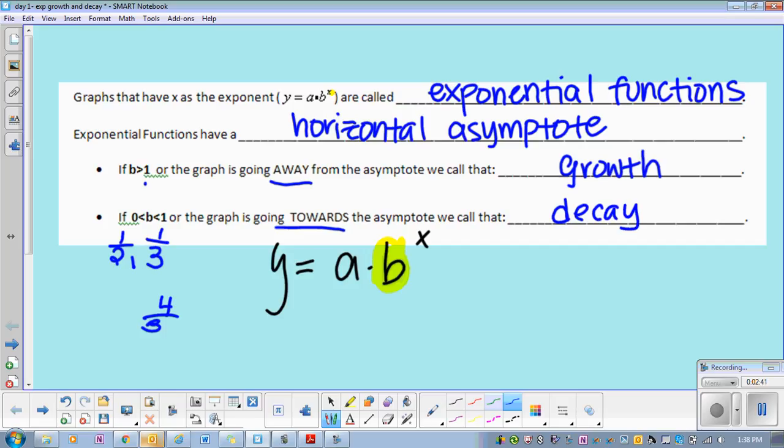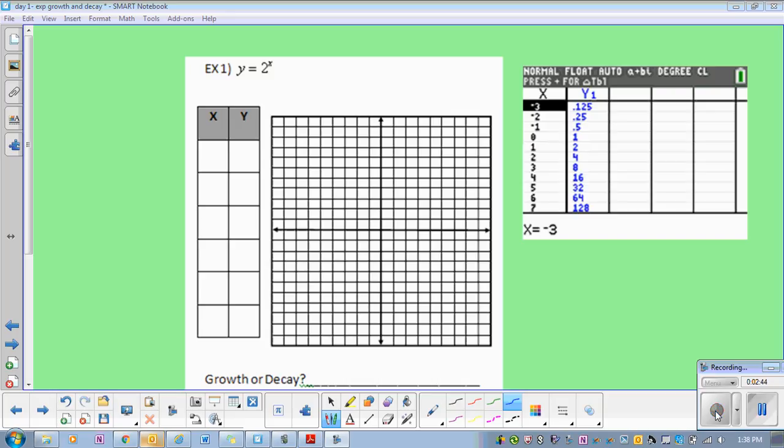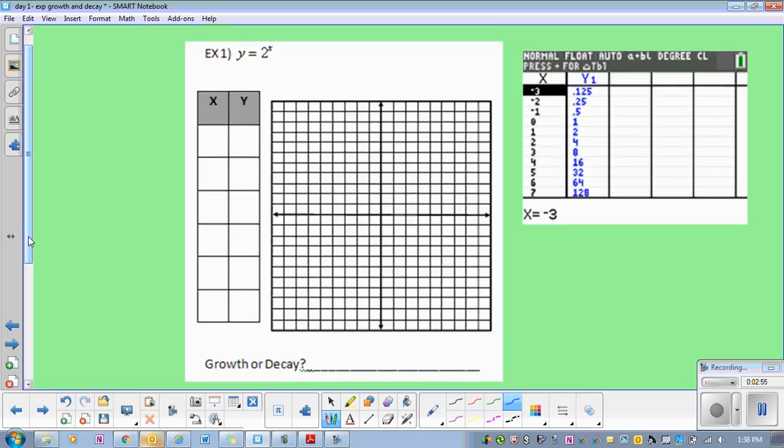All right, so let's look at our first example. We have y equals 2 to the x power. First off, is this a growth or is it a decay? I'm going to look at my b. My b is 2. So that's a what? A growth. Why? Because 2 is bigger than 1. Good. It's greater than 1 because your b equals 2.